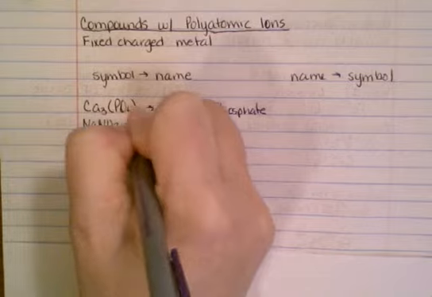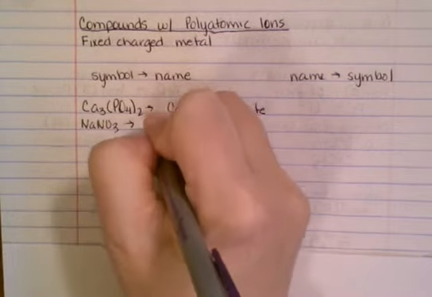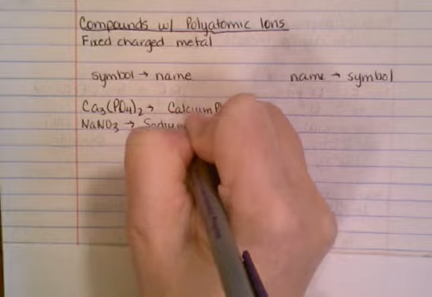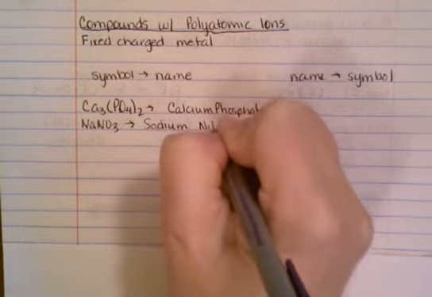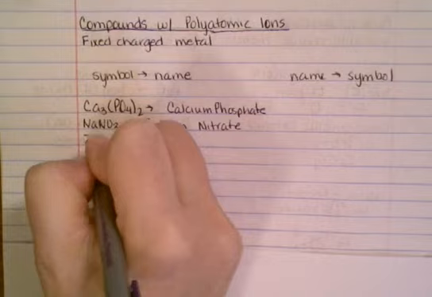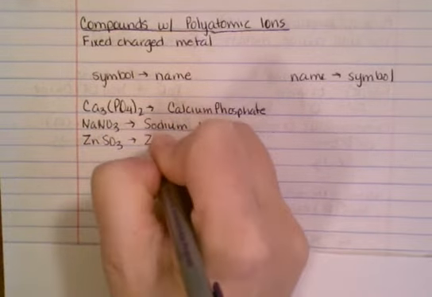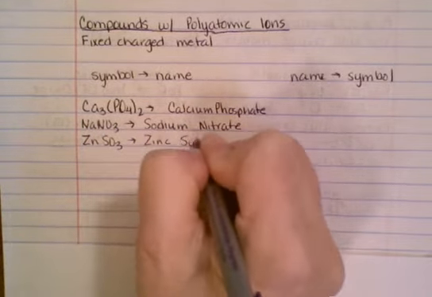If we have NaNO3, we just know that Na is sodium, NO3 is nitrate. And finally, if we have ZnSO3, this would just be zinc sulfite.